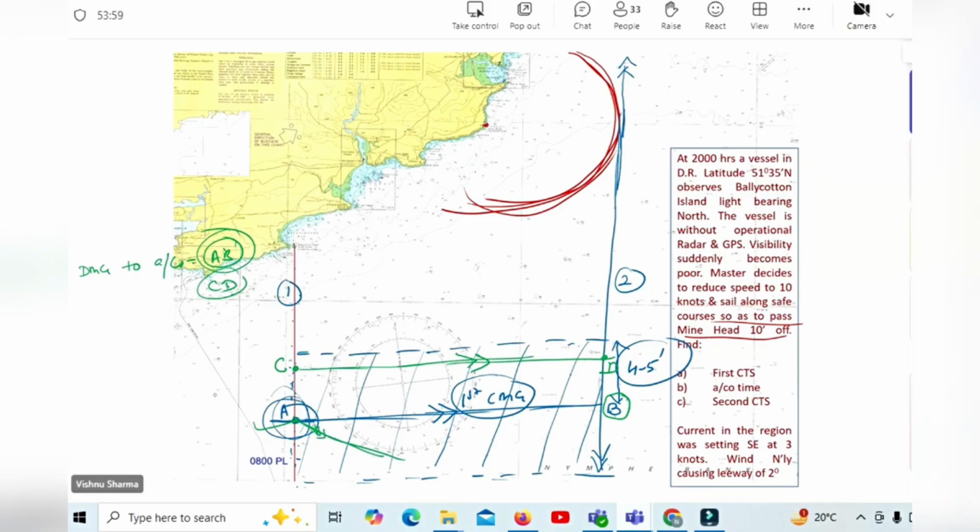I don't have any requirement of any specific period of half an hour, 1 hour, or 2 hours. So I'll make a triangle for 1 hour. I'll take the drift for 1 hour of 3 miles and I'll cut it here at C. Let's say this is XY. Now I'll open my compass equal to engine distance in 1 hour, which is 10 miles. I'll put my compass at C and I'll cut it on the CMG line and I get D.